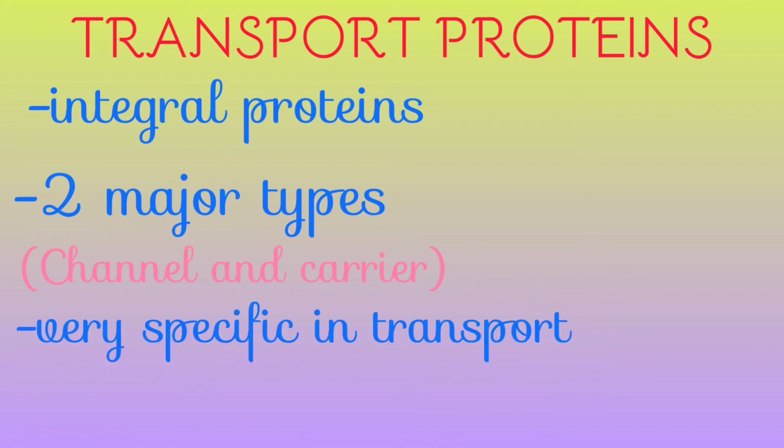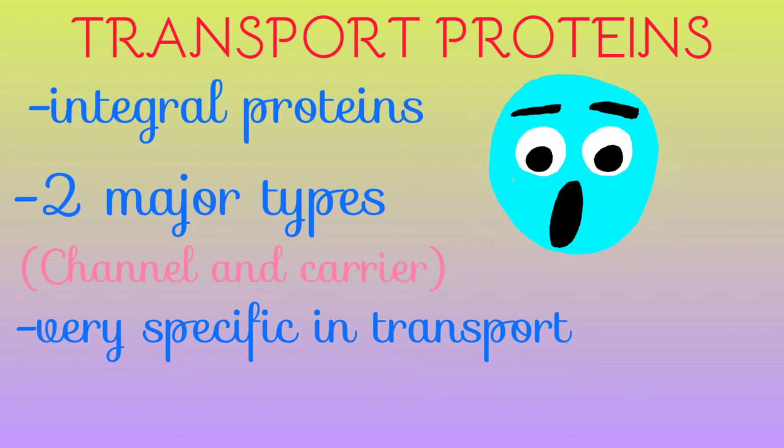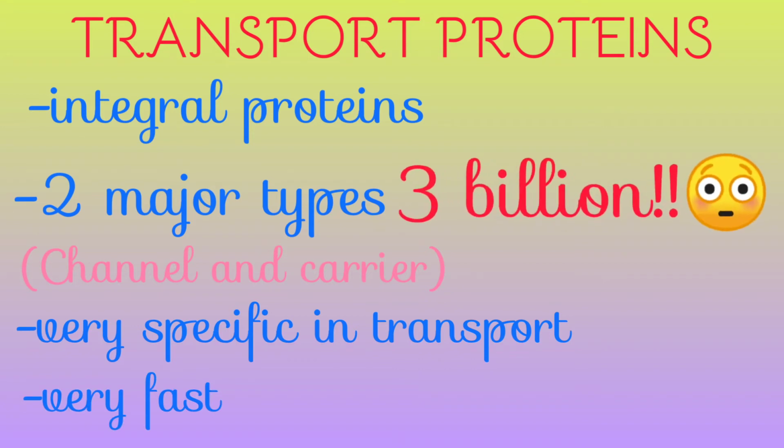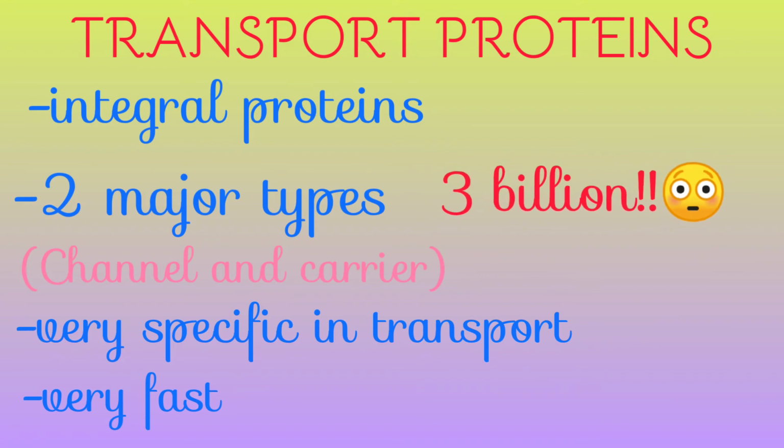Oh, and by the way, transport proteins are usually very specific about what they transport. So much so that the glucose transporter will not transport fructose, and fructose is just a structural isomer of glucose. And aside from their specificity, they're also super fast. Like aquaporins could transport up to 3 billion water molecules per second.